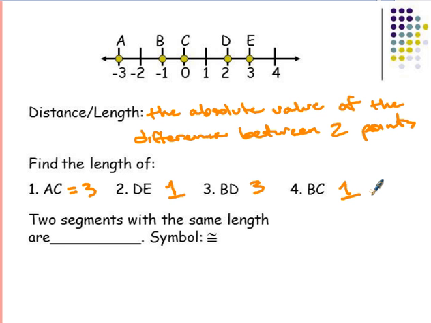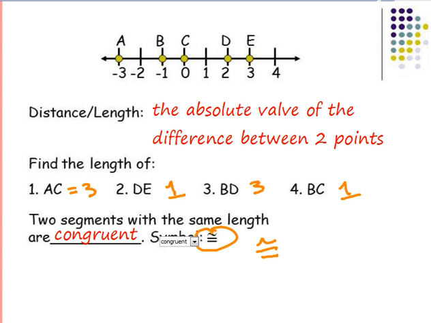Two segments with the same length are referred to as congruent. Congruent is just a word. It means geometrically equal. The symbol for congruence is this right here. It's a little squiggly guy with an equal sign underneath it. And for those that don't like my handwriting there, I magically made those pretty. All right, let's see what's next.